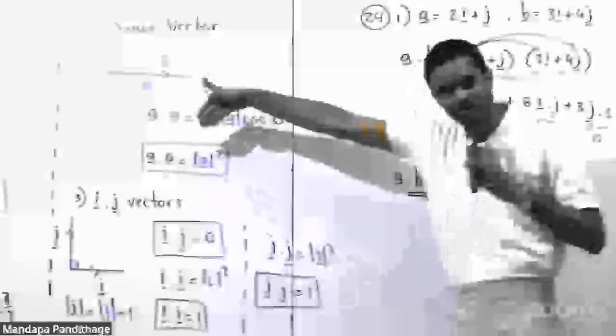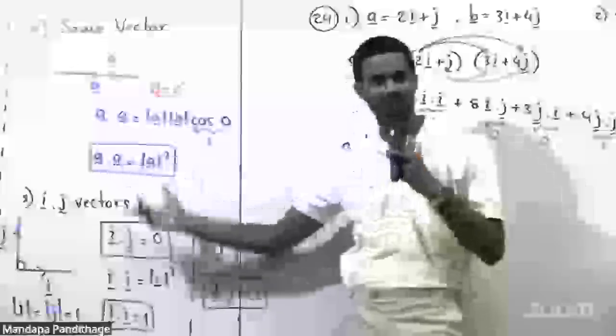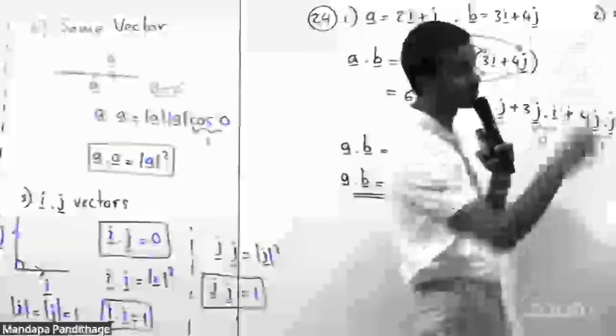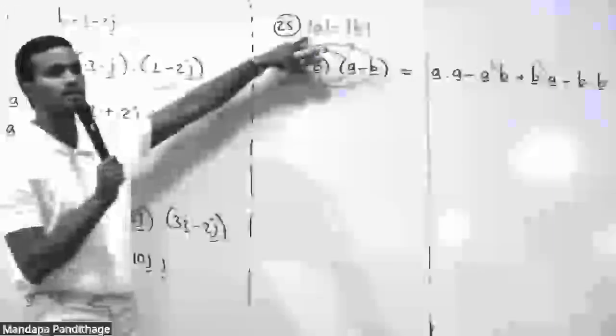A dot A is not 1. I dot I is 1. A dot A is not 1. So A dot A is 1, B dot B is 1. 1 minus 1 is 0. So then why do we need this condition? If 1 minus 1 is 0, why do we need this condition?